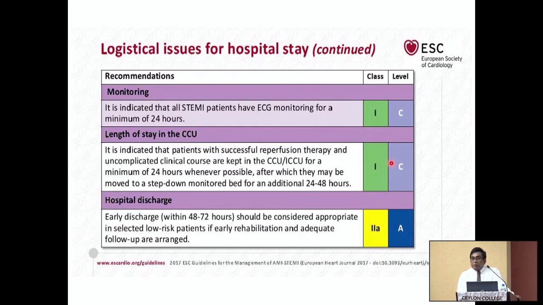Actually, our management doesn't end there. You don't do the PCI and send the patient home. No, we have to take care of the patient post-procedure. The patient has to be in ICU for a minimum of 24 hours, and in a stable patient you do an echocardiogram. If the LV function is normal and there is no arrhythmia, a stable patient can be sent home after 48 to 72 hours. Nowadays they recommend, though not in the guideline, that even after 24 hours, if the patient is stable with no arrhythmia, you can send them home, provided somebody is at home to take care of the patient and they live in close vicinity.